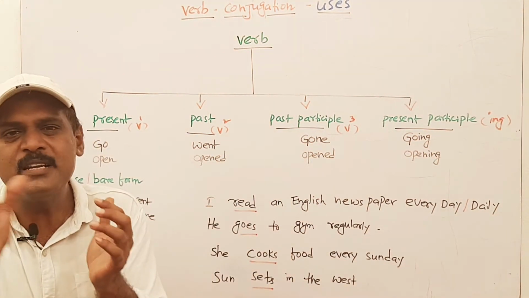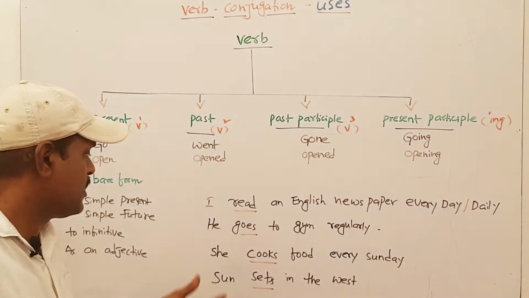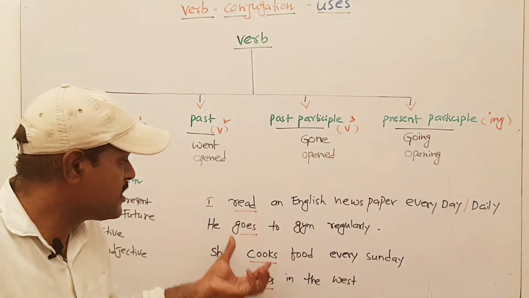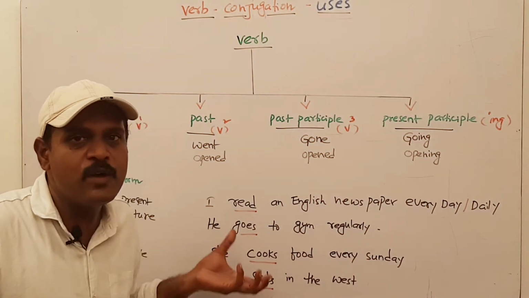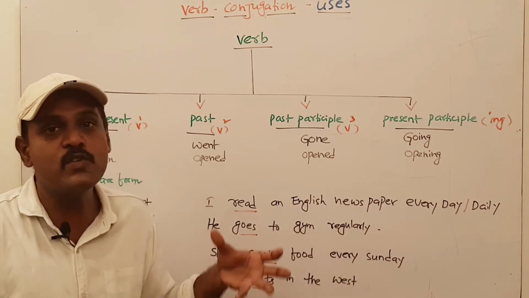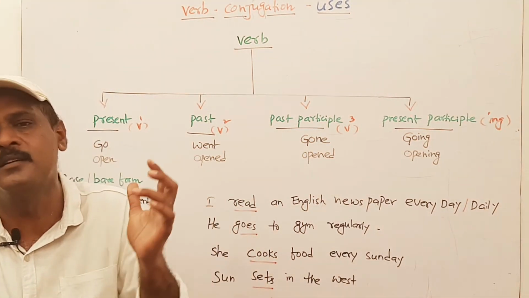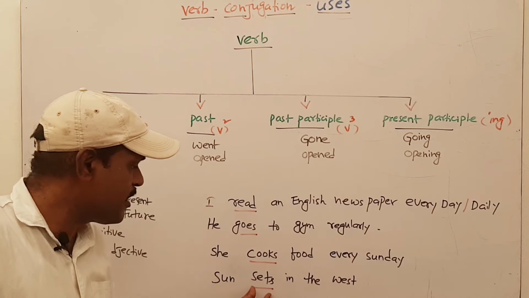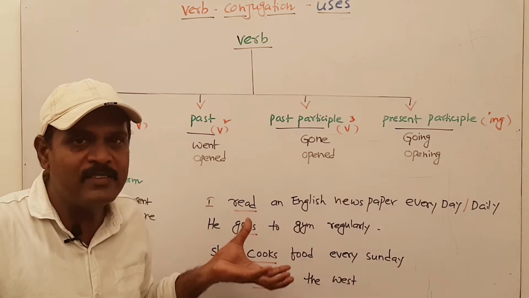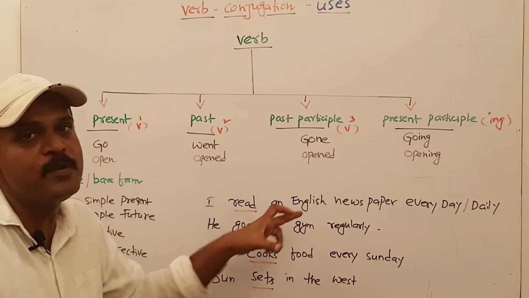That is a little bit complicated rule, so about that we are going to know in a separate video. She cooks food every Sunday. Not regularly, only Sunday she cooks. The actual verb is cook, but we add s because she is the third person singular. And next one is, the sun sets in the west. It is a universal fact. Generally, universal truths and scientific facts can be expressed in simple present tense. The actual verb is set, but we add s because sun is the third person singular. Like this, we use the base form or present form in simple present tense.